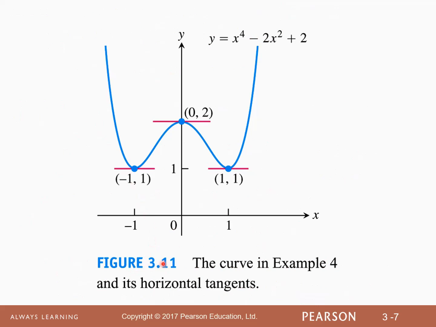This figure represents the problem that we just solved. The curve in example 4, which we just solved, and its horizontal tangents. The horizontal tangents, as we said, at x equal to 0, plug in 0 for x. Then we'll get 0 minus 0 plus 2, so y is equal to 2. And when x is equal to negative 1, you evaluate, you'll get y equal to 1. And when x is equal to positive 1, y will also be equal to 1. So these are the 3 values, and you can see that the curve will have a tangent that's equal to 0. That means horizontal for these 3 points, and that's the point that we wanted.